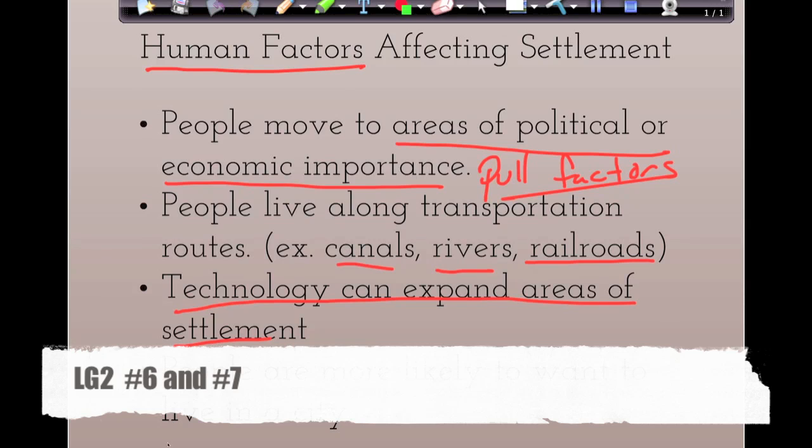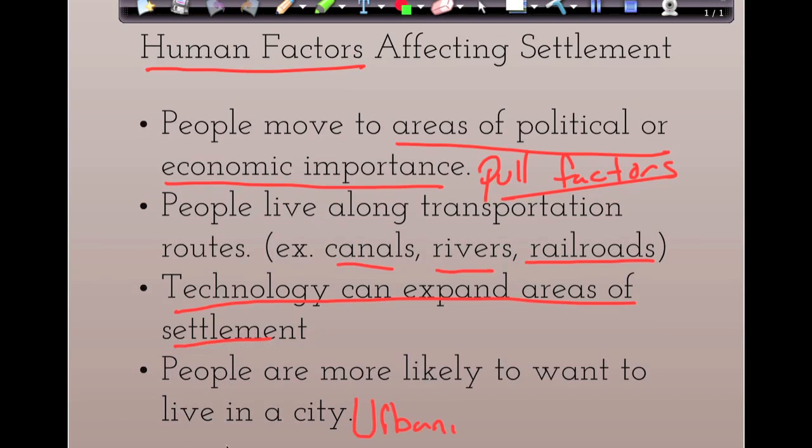All right, and people are more likely to want to live in a city now. Urbanization. People like to live near cities. They like to be in cities. There's a lot of pull factors for cities. The jobs are there. The nightlife is there. Whatever it is that attracts you to a city, it's more common to want to live in a city than out in the country these days. And that trend is speeding up.